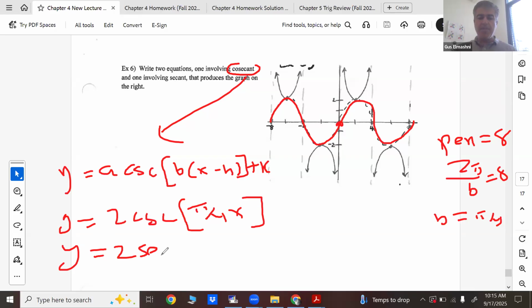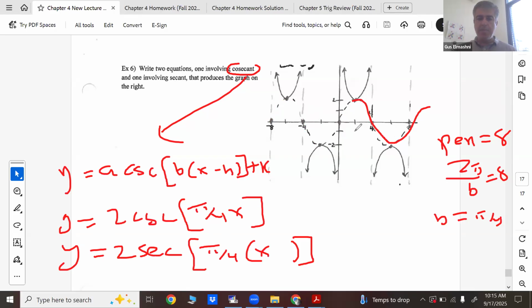So 2 secant, same period. So same b value. Of course, k is the same. But secant is like cosine, so you want to start at the peak. Where does the peak start? So x minus 2. There you go. And it should always be shifted by pi over 2. If I just do that, pi over 4 x minus 2 pi over 4. So I shift by pi over 2. Those are complementary and stuff like that. Those should be pretty straightforward.